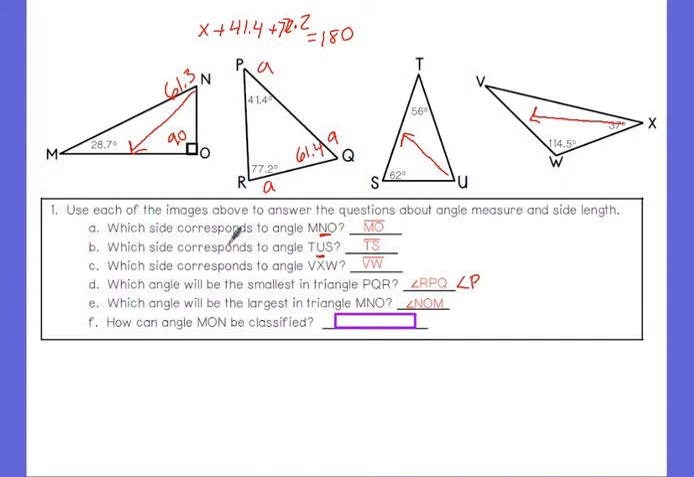F, how can angle MON be classified? MON. O is in the middle, so O has to be a right angle.